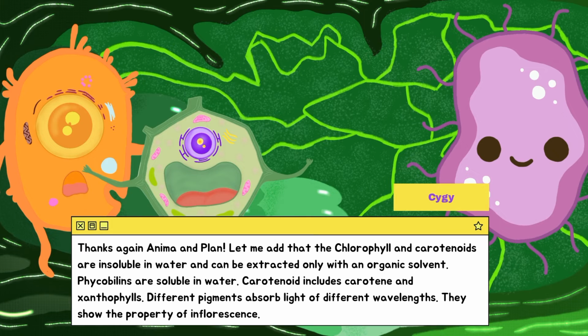Thanks again, Anima and Plant. Let me add that the chlorophyll and carotenoids are insoluble in water and can be extracted only with organic solvent. Phycobilins are soluble in water. Carotenoid includes carotene and xanthophylls. Different pigments absorb light of different wavelengths. They show the property of fluorescence.